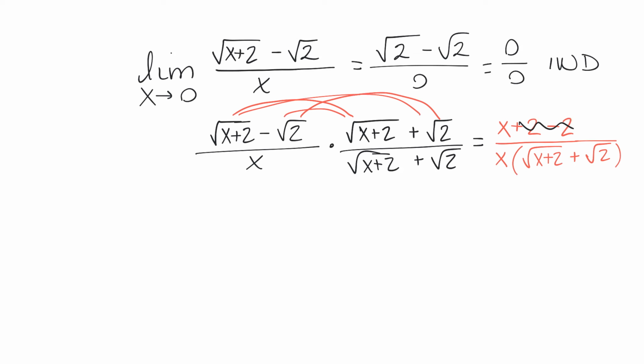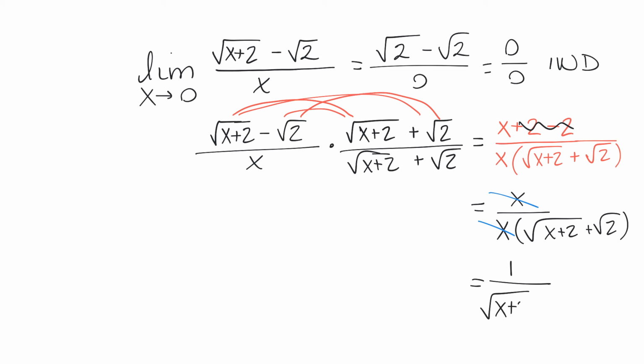And now we have an x, do you see this? We have x over x right here. And what can we do with that? We can cancel that out. And what's left? Remember, you have a 1 on top still. Don't miss that. And you've got root x plus 2 plus root 2.